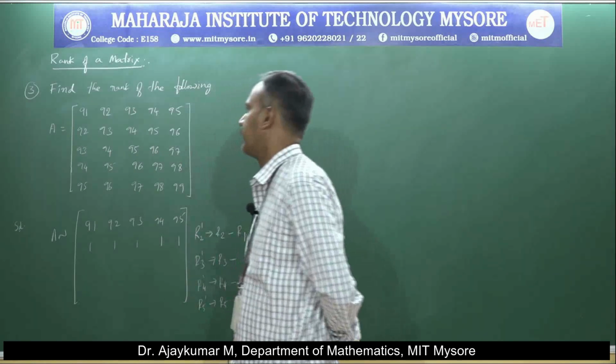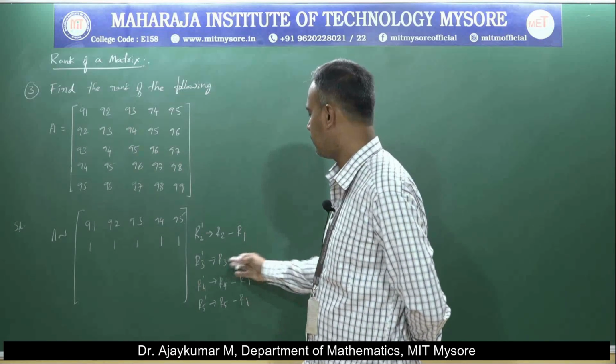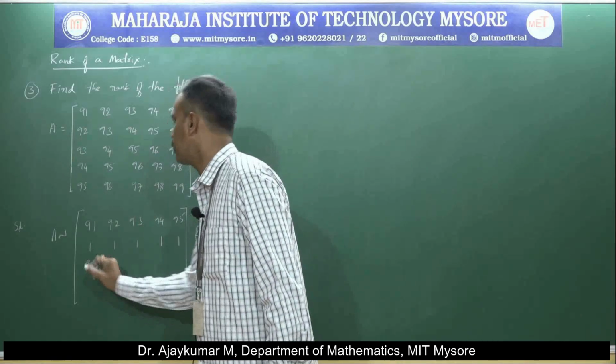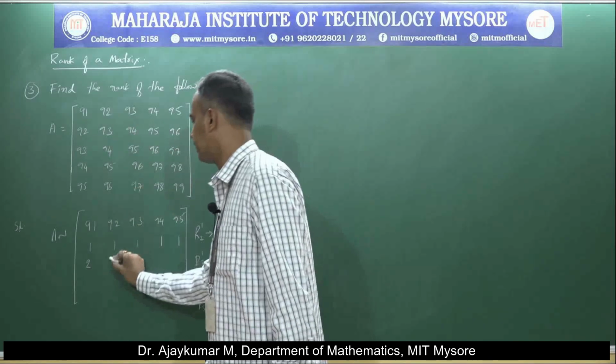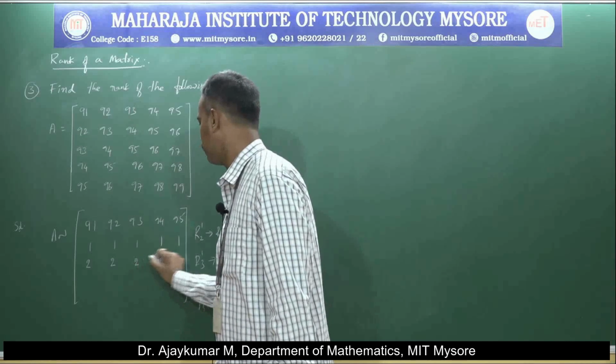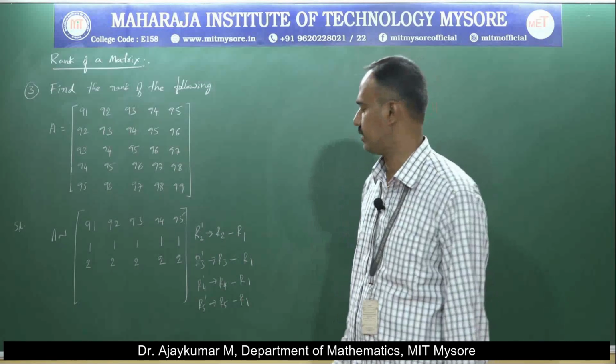Next element also 1 here. Now the next one, R3 dash, here. Okay, R3 minus R1 here. Okay, a3 minus a1 is 2, a4 minus a2 is 2. Likewise a5 minus a3 is 2. Similarly now we can denote the rest of the remaining elements here.